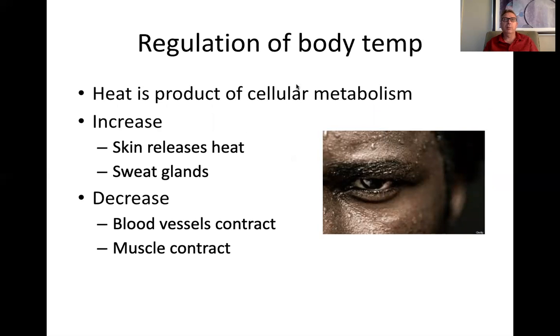Homeostasis, we'll talk a little bit about homeostasis, the regulation of body temperature. Heat is a product of cellular metabolism, obviously. It produces ATP, produces energy. If your body temperature increases, the skin releases heat, your sweat glands open and release, trying to cool it down.